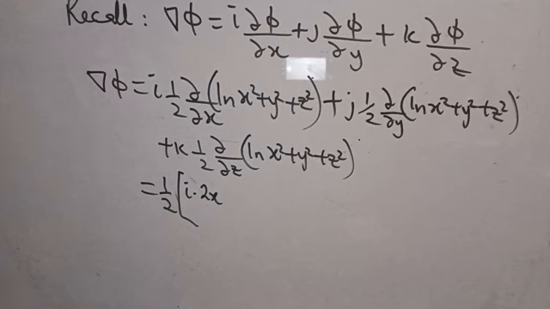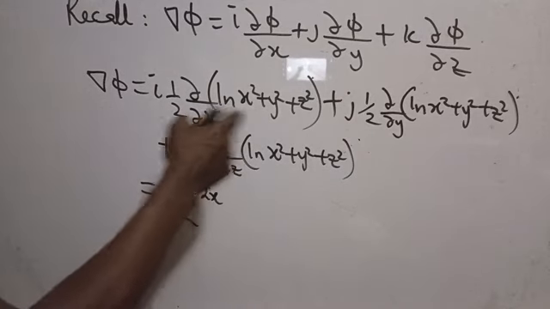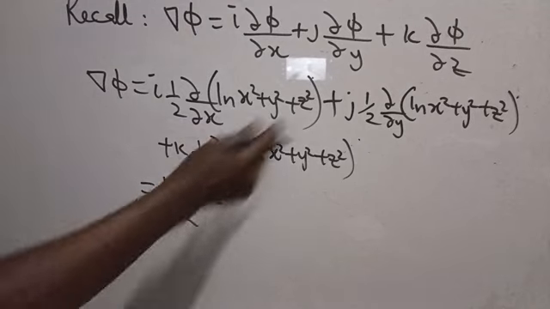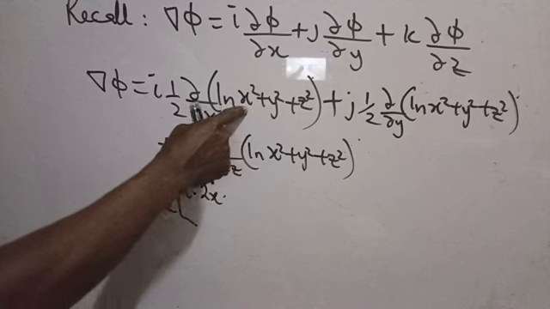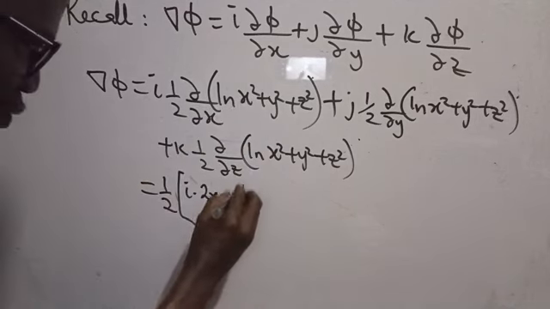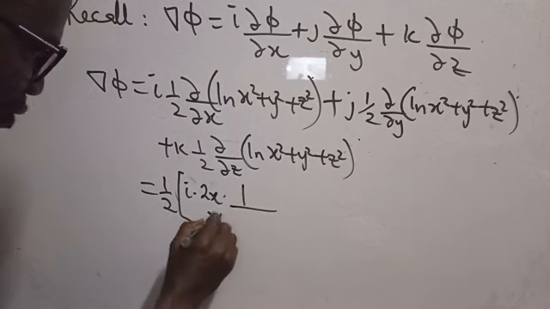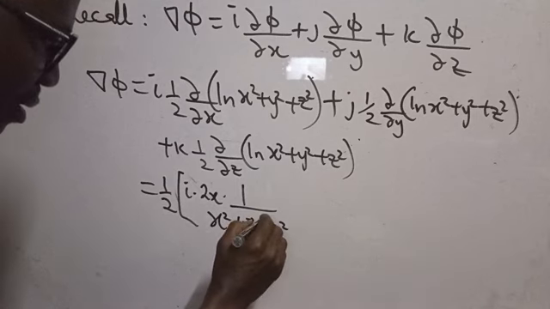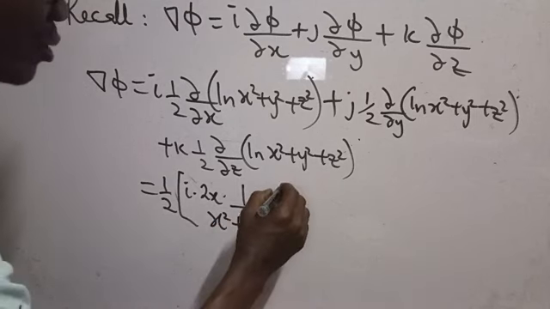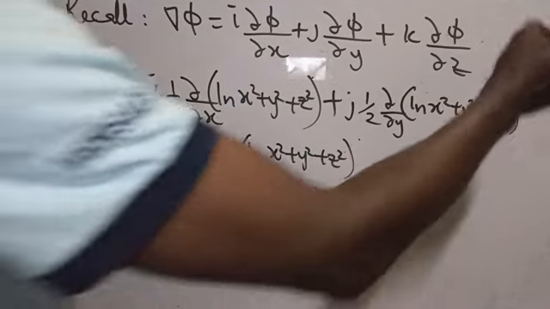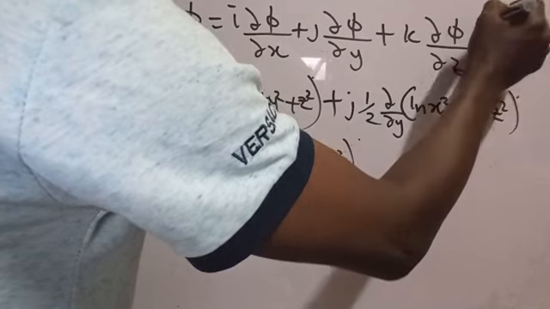Good. Since it is ln of something, when you differentiate ln partially with respect to that thing, the result will be 1 over everything here. So 1 all over x squared plus y squared plus z squared. I will show you with an illustration. If you differentiate ln, let's say y is equal to ln x.